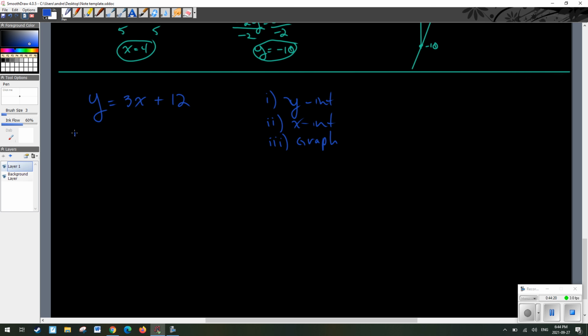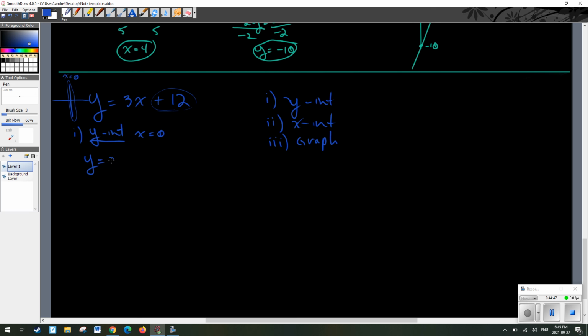Now, the reality is, if you want a y-intercept, you know what it is. It's 12 because it's the b value. However, we're going to follow that exact same process. I know that if I want a y-intercept, it's got to be along this axis, which means that x must equal 0. So I come along here and say, oh, y-intercept, I know my x value is 0. So I'm going to follow that same process.